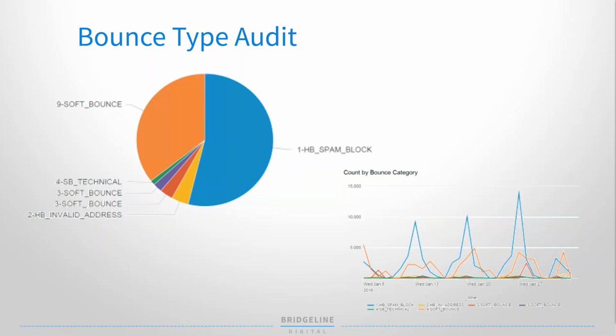Then we took it one step further and looked into the types of hard and soft bounces we were seeing in our system. If we could determine which types of bounces we see the most by bounce code, we could run additional cleanup campaigns to touch the ones that aren't most harmful to our sender reputation.